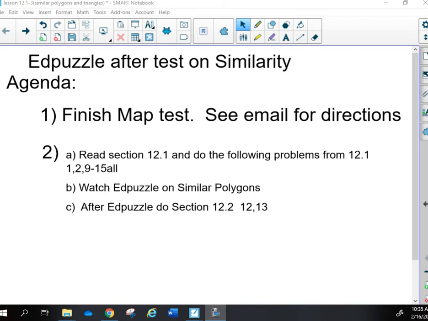Alright, today I'm going to cover the Ed Puzzle, which is going to be on similarity. So our new unit that we're going to be talking about today is on similarity of polygons and triangles.